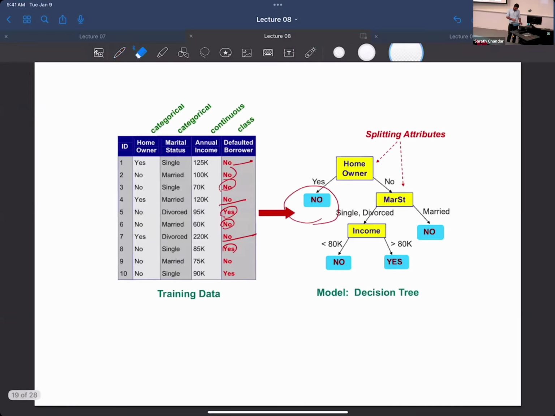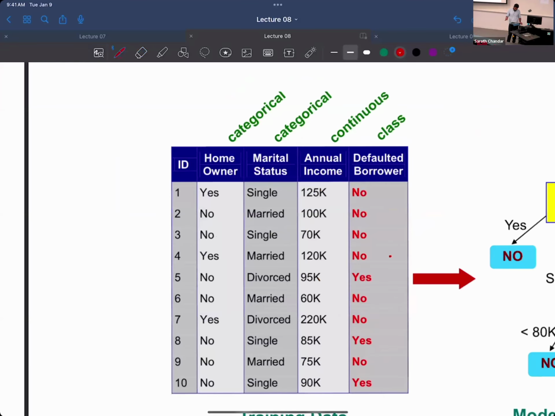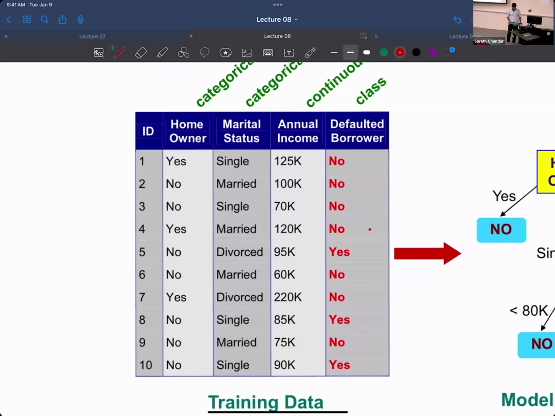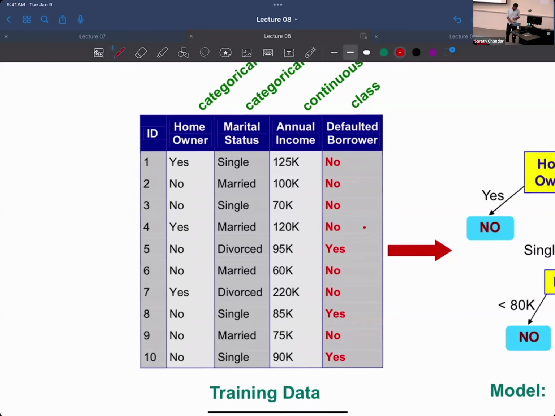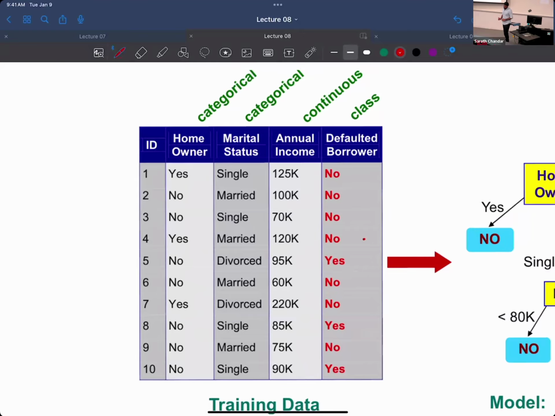Now we are going to look at a model which is more symbolic than mathematical. Here is an example of a decision tree. First let's start with the problem. This is the running example for today's lecture.